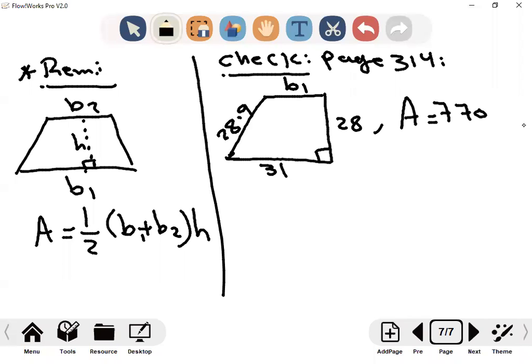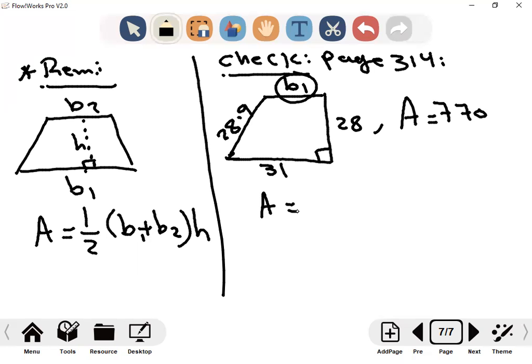To find the perimeter, I need to add the 4 sides. But B1 is unknown. So I need to find B1 first, using this given information, the area, right? Then after we find B1, I can add the 4 sides to find the perimeter. Do you understand? Now, let's apply it. The area is given, and I need to find B1. Let's apply the area formula.